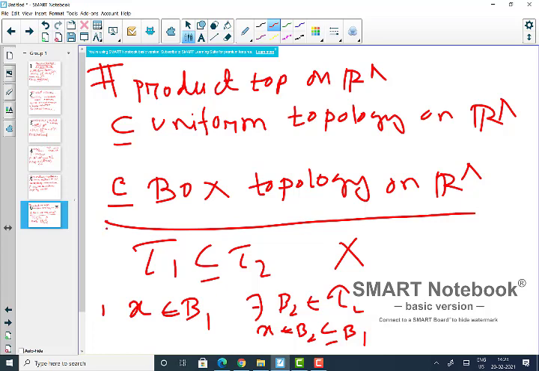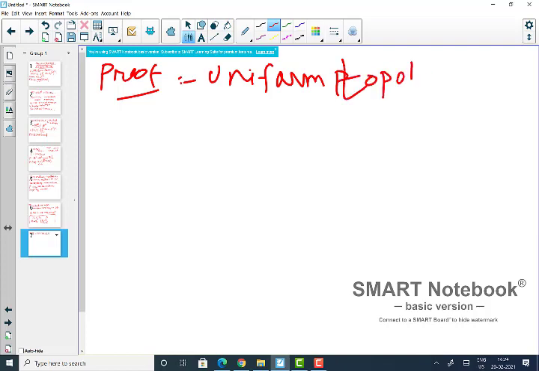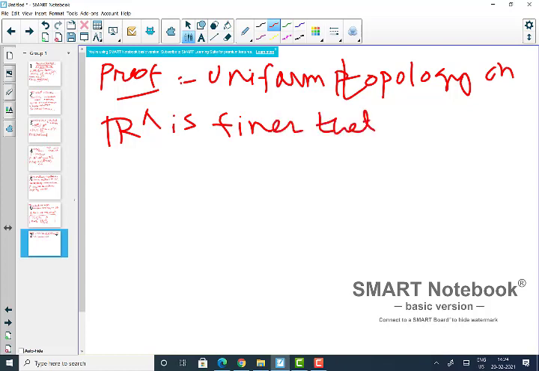Now a similar idea we will use here to prove the first part. So let us prove the first part. Proof: the uniform topology on R^lambda is finer than the product topology. So let's prove this first.